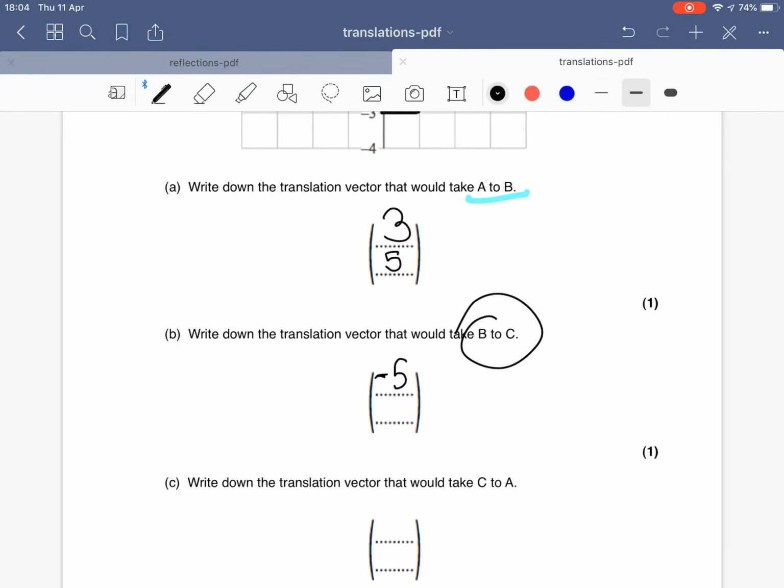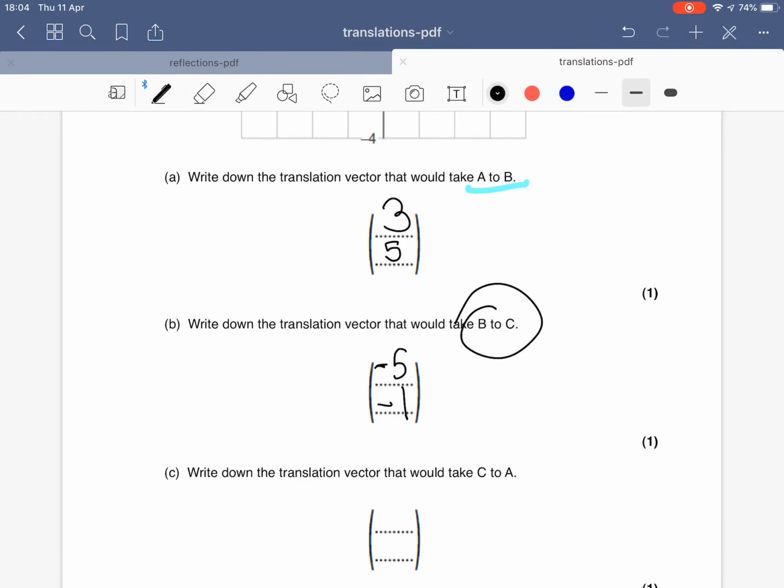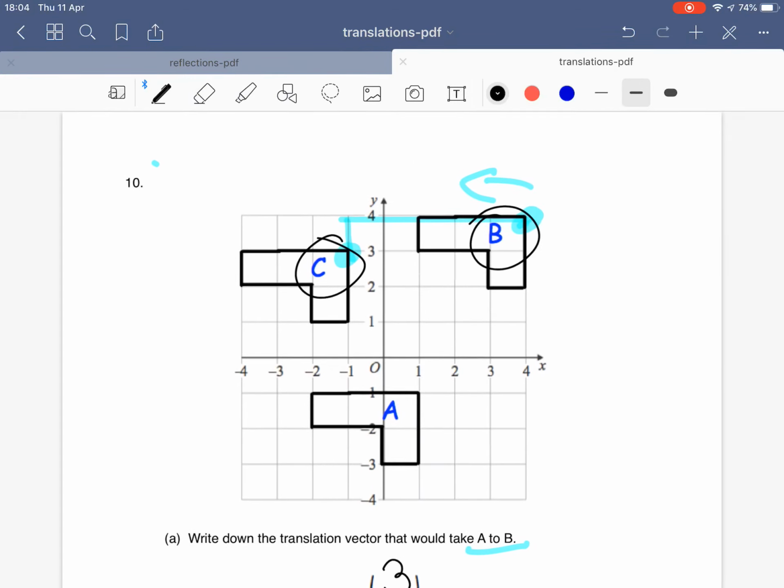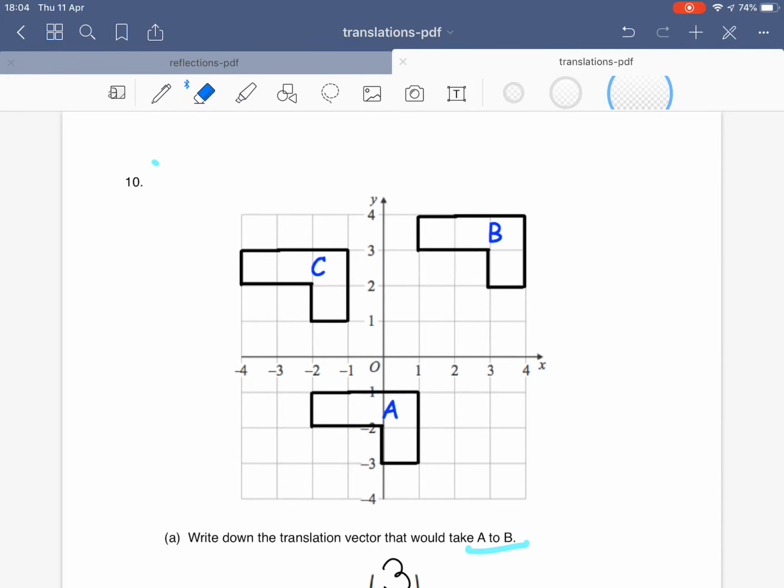So it's just down means minus, so -1. Okay, let me clear it so I can do the next one.